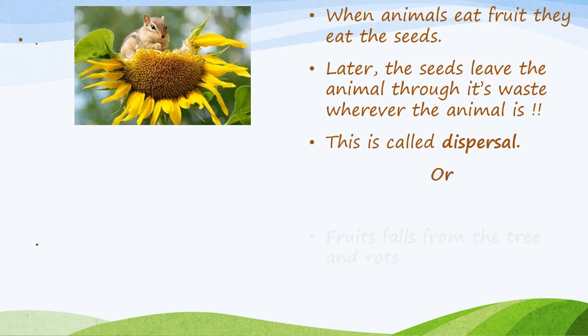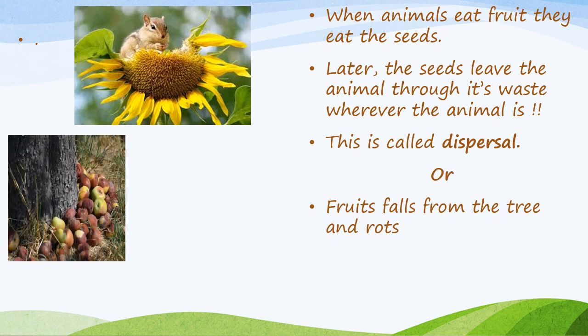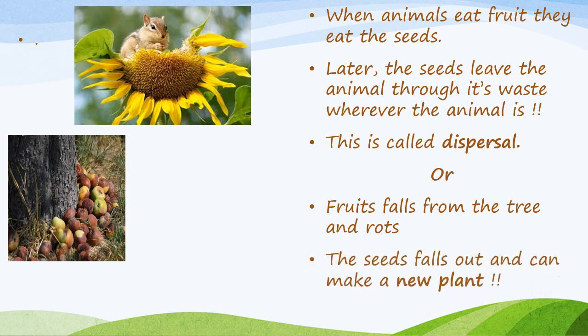Or, fruit falls from the tree and rots. The seeds fall out and make a new plant. So, this is how seeds grow into new plants. First the animal eats it, or it has fallen from the tree and rots. Then the seed falls out and it makes a new plant.